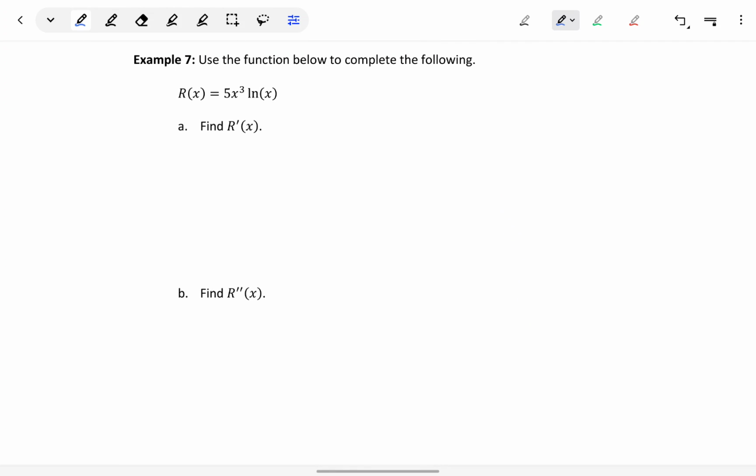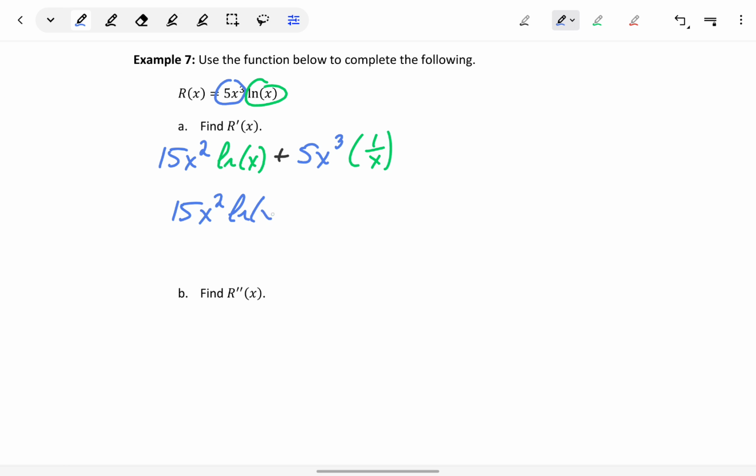In example 7, to find r prime of x, we need to apply the product rule again, since we have the product of two functions. Taking the derivative of the first function will give us 15x squared times the natural log of x plus 5x cubed times the derivative of the natural log of x, which will be 1 over x. X cubed over x will reduce, so we'll end up with 15x squared times the natural log of x plus 5x squared.